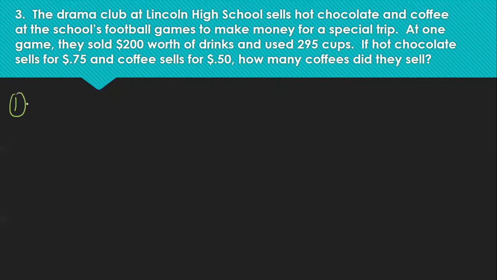So step one, what are our variables? We have HC and C: hot cocoa and coffee. Are we good with our variables? Yeah. So step two is to write the equation.